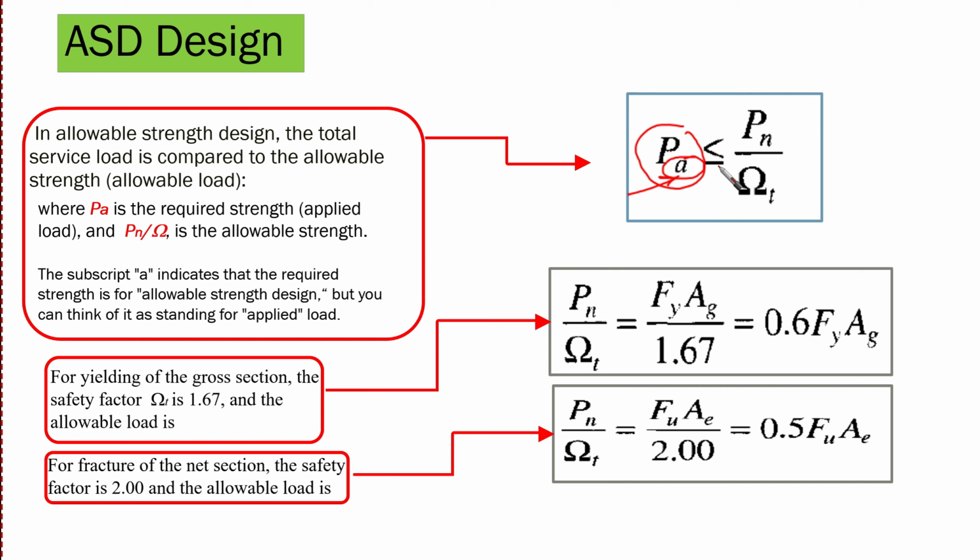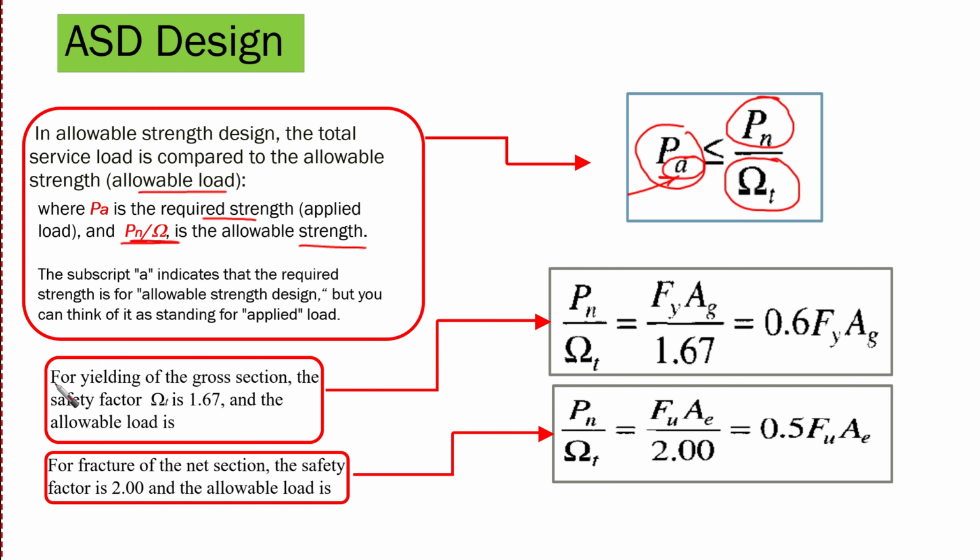It should be less than or equal to Pn, which is the nominal strength over the safety factor, omega. In allowable strength design, the total service load is compared to the allowable strength. Pa is the required strength, the applied load, and Pn over omega is the allowable strength.